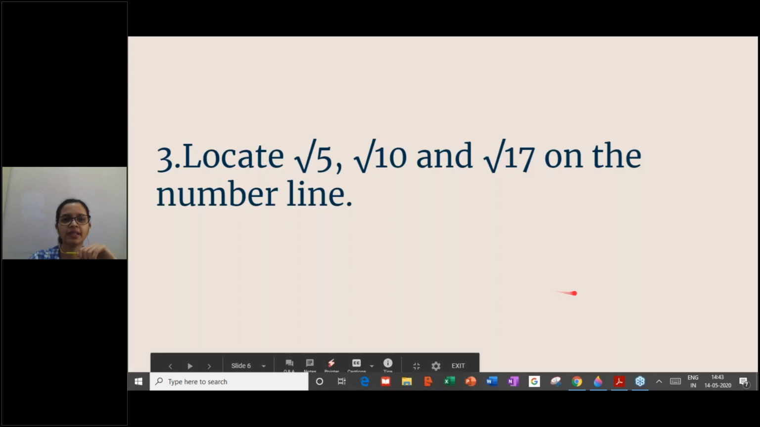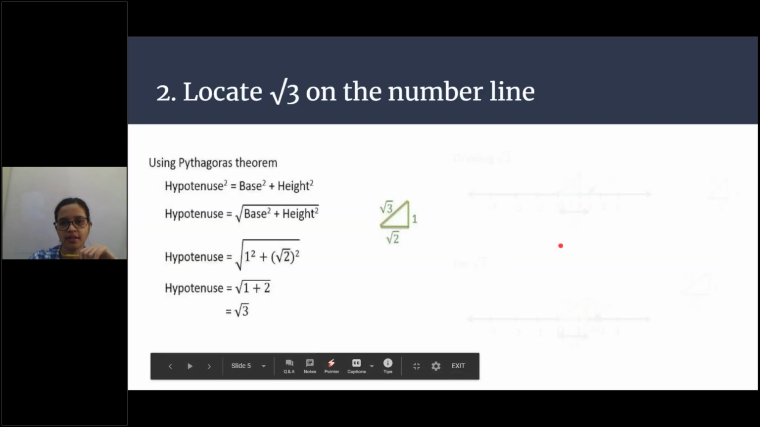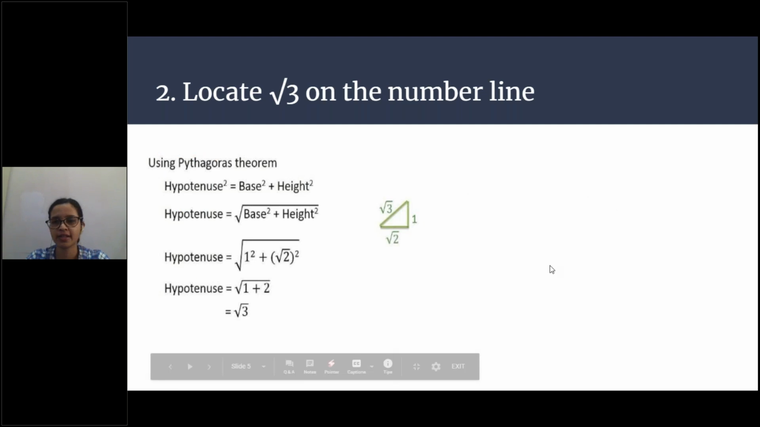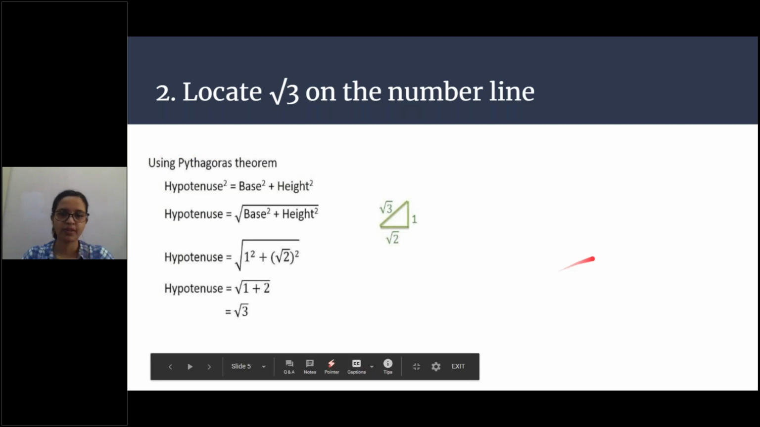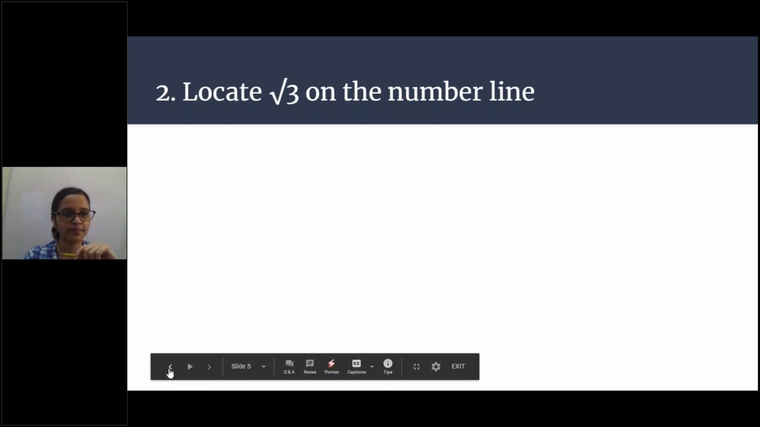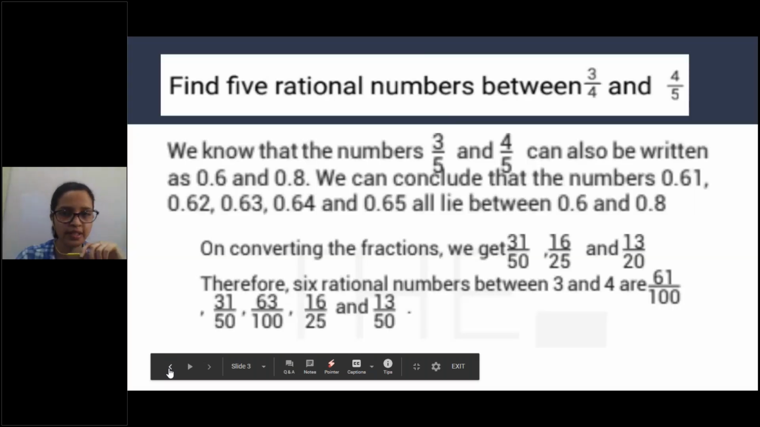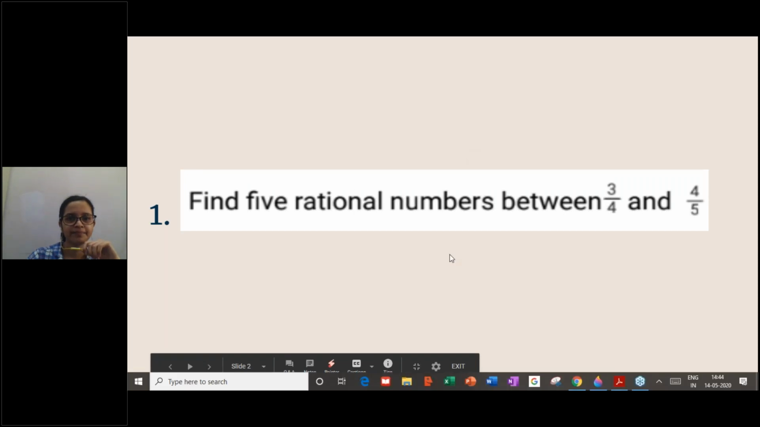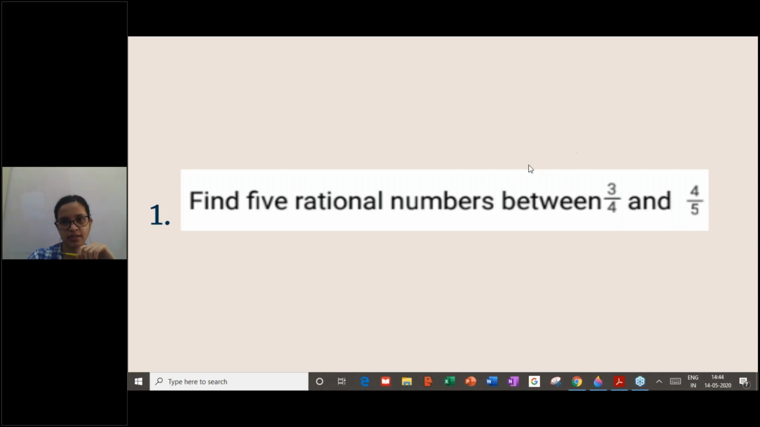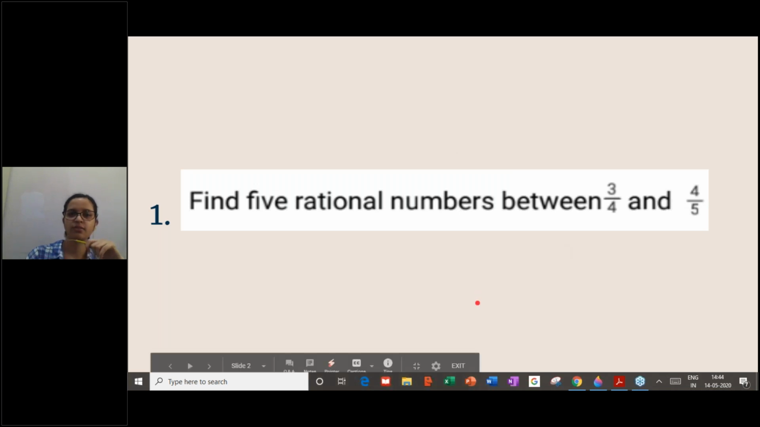So what we'll do is we'll start doing questions first, and as and when you do the questions, I think most of your doubts on the previous concepts will be solved. So we'll take up this question first. Find 5 rational numbers between, you can see the screen, right? 3 root 4 and 4 root 5. You can type in the answers here and give it to me. Let's see who can get it first.